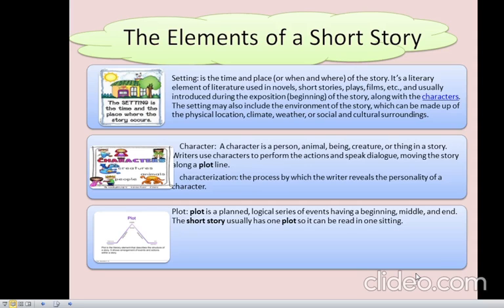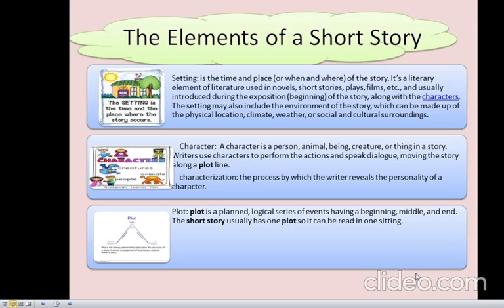Character. A character is a person, an animal. So it is not all the time a person. It might be an animal, it might be a creature or anything in the story. Writers usually use characters to perform the action and speak dialogue, moving the story along the plot line.